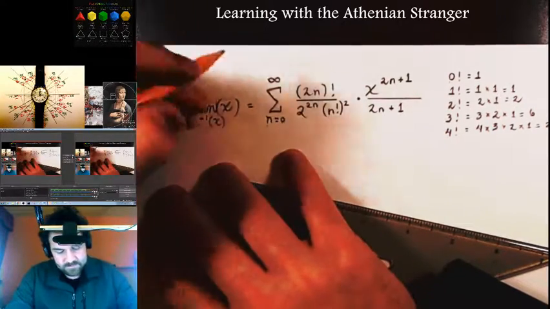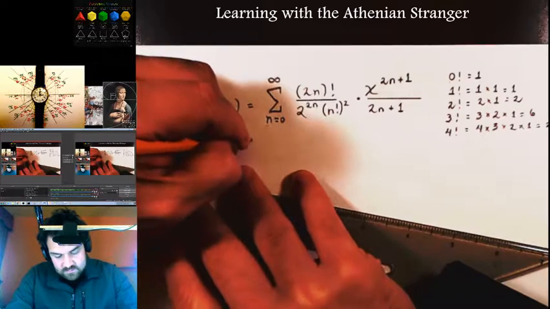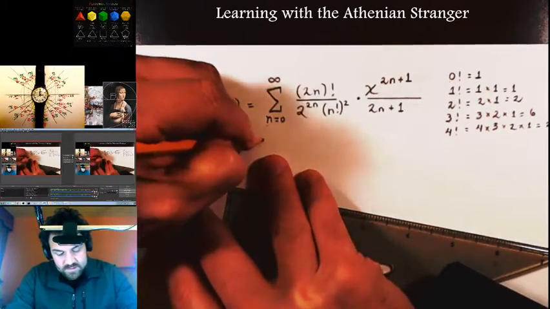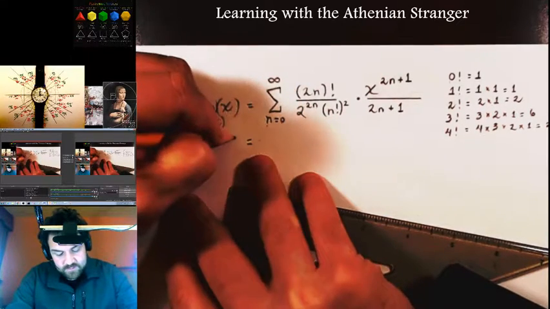All right? So, if I evaluate, let's say we're evaluating at n equals 0.